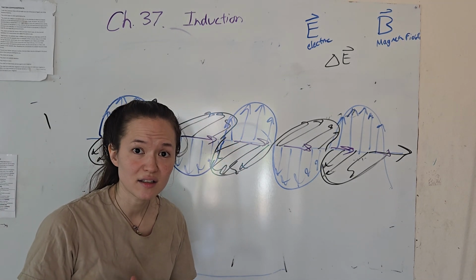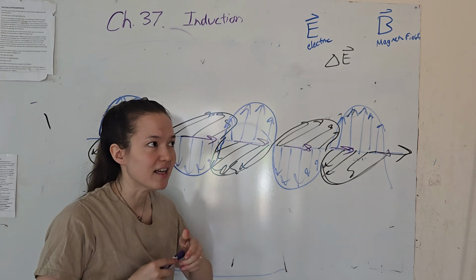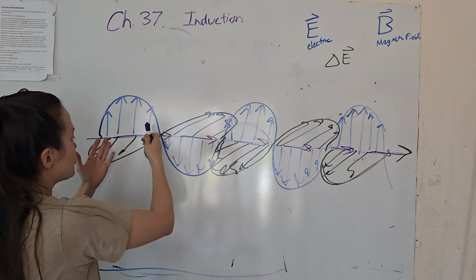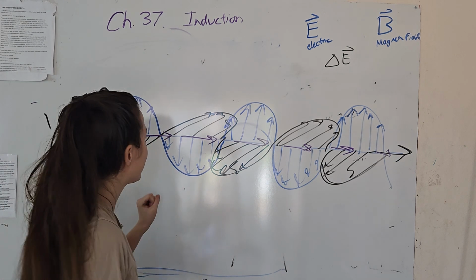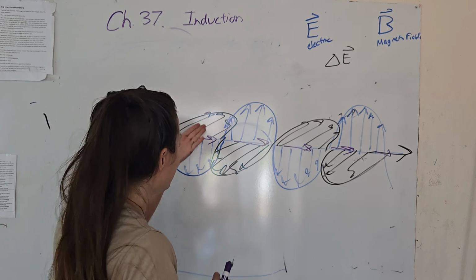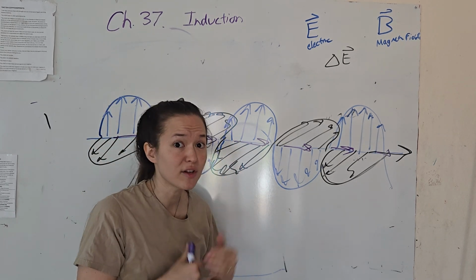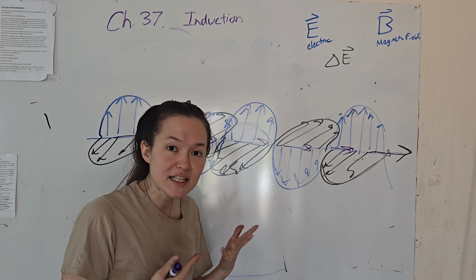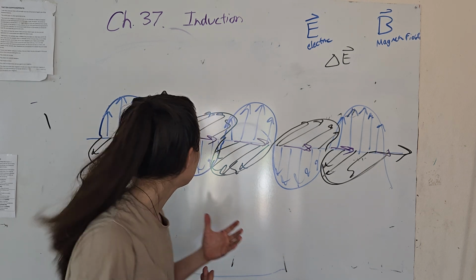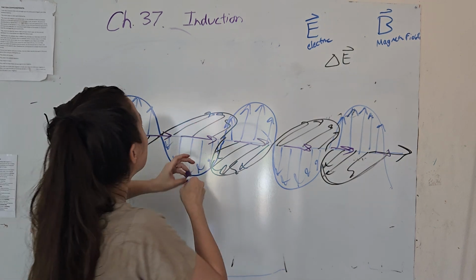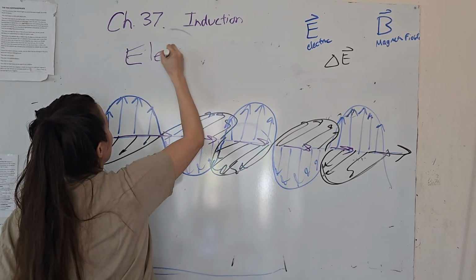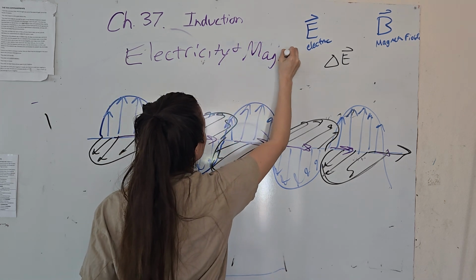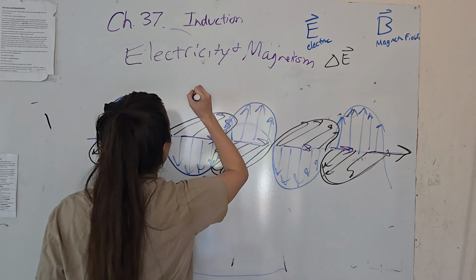This is light. Light is self-regenerating, because look, the changing magnetic field is producing a changing electrical field, and the changing electrical field is producing a changing magnetic field, and so it is self-regenerating. This is light. This is why we call this class electricity and magnetism. Electricity and magnetism is light.